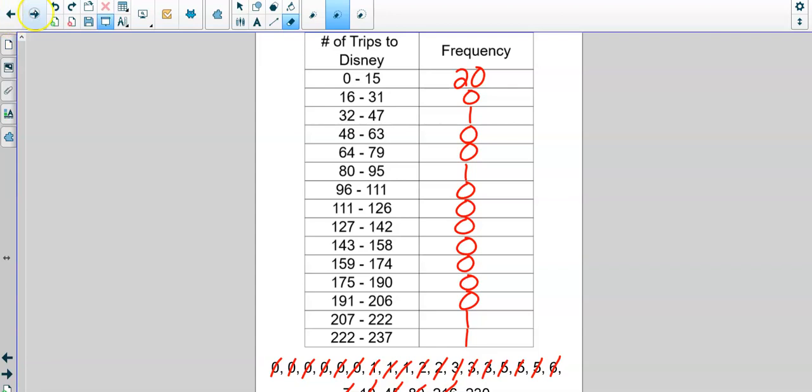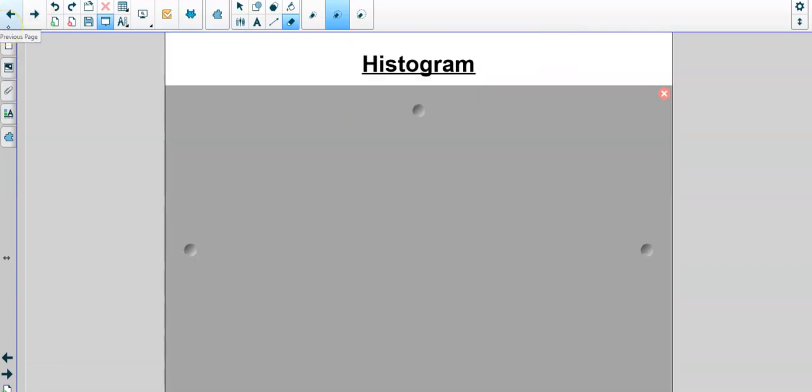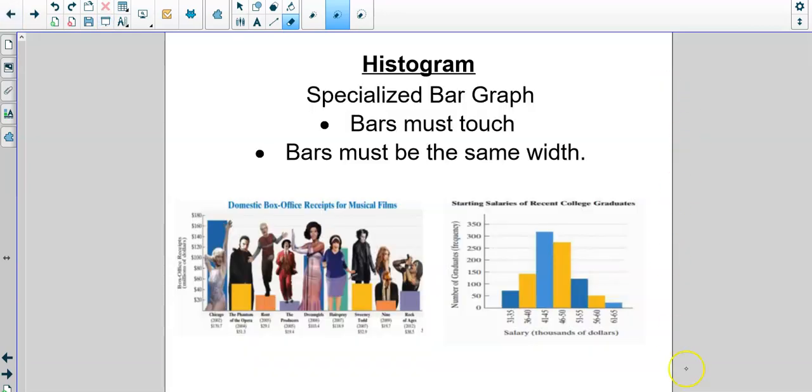So, now let's talk about a histogram. In order to build a histogram, you need the frequency table. Because all you're going to do for a histogram is you're making a special bar graph. Okay? And the bars must touch, and the bars must be the same width.